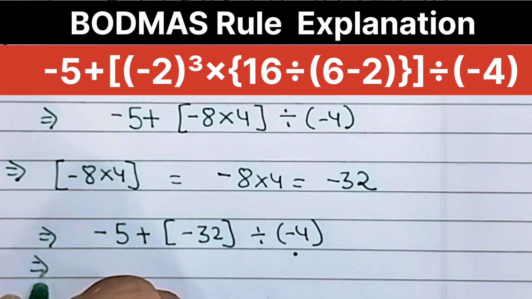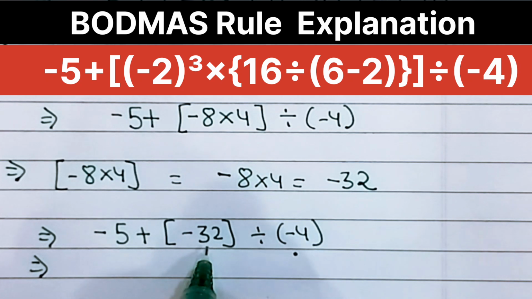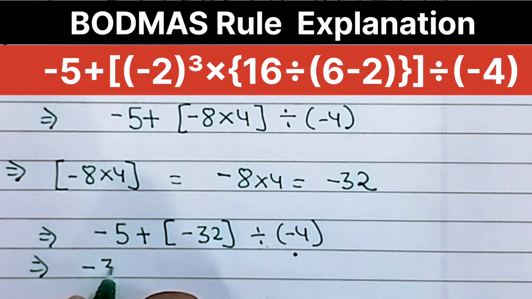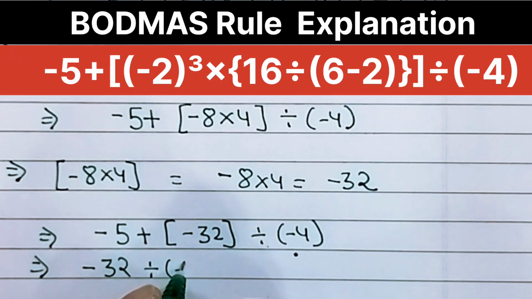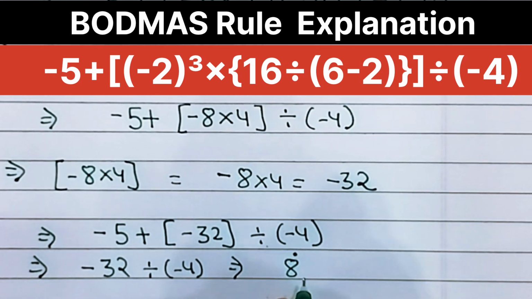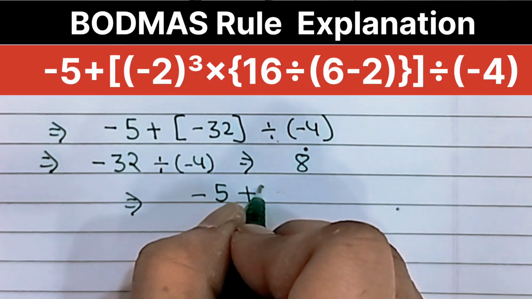Now the next step, division. We divide minus 32 by minus 4. Division comes before addition in the BODMAS hierarchy. Note, a negative divided by a negative gives a positive result. So minus 32 divided by minus 4: the minuses cancel and we get the answer 8. Now the expression becomes minus 5 plus 8.